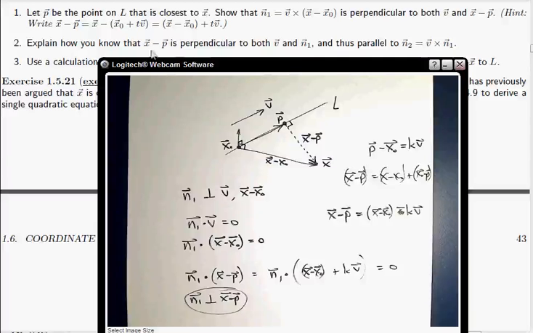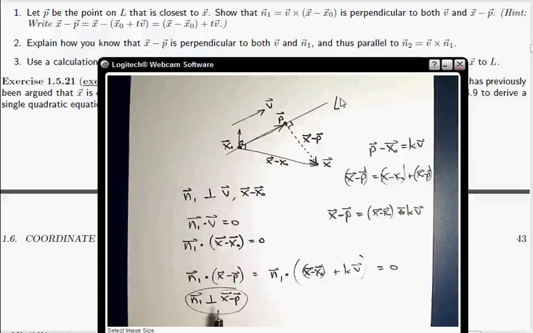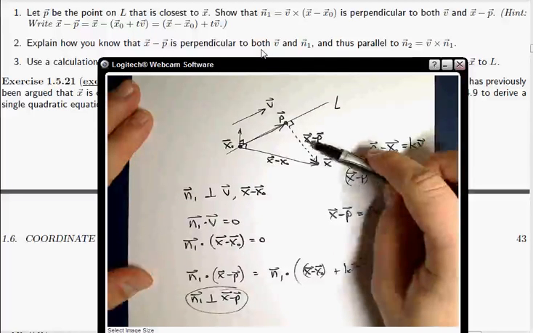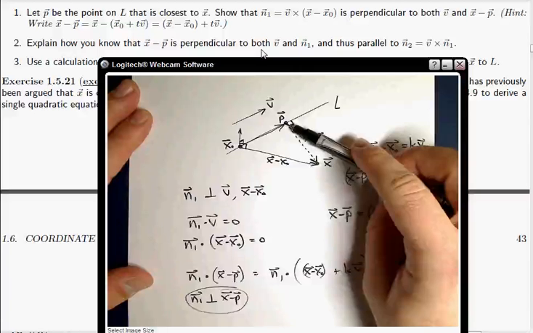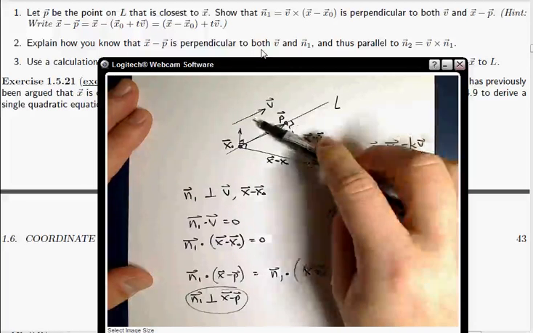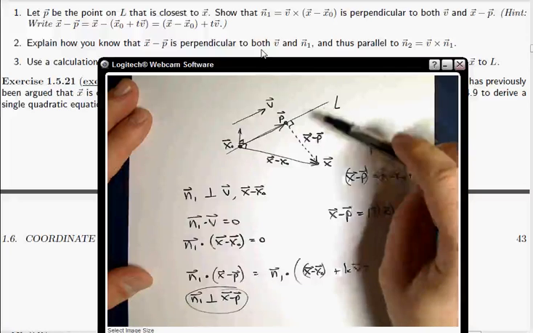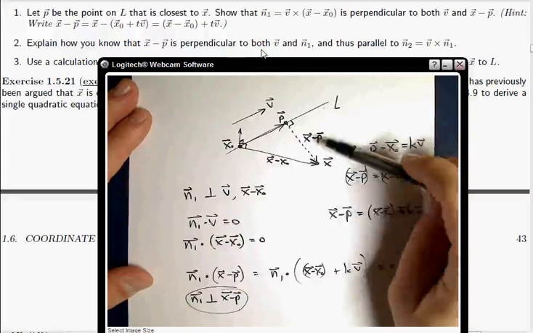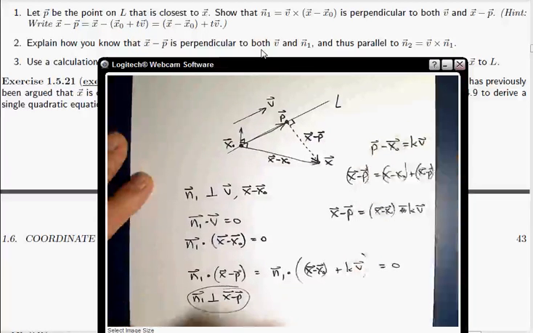Okay, so now next thing: explain how you know that X minus P is perpendicular to both V and N1. Well, we just showed it was perpendicular to N1. Now, how do we know that X minus P is perpendicular to V? Well, X minus P, by being the closest point, has got to be perpendicular. V is parallel to the line. This is perpendicular to the line, so therefore V and X minus P have to be perpendicular.